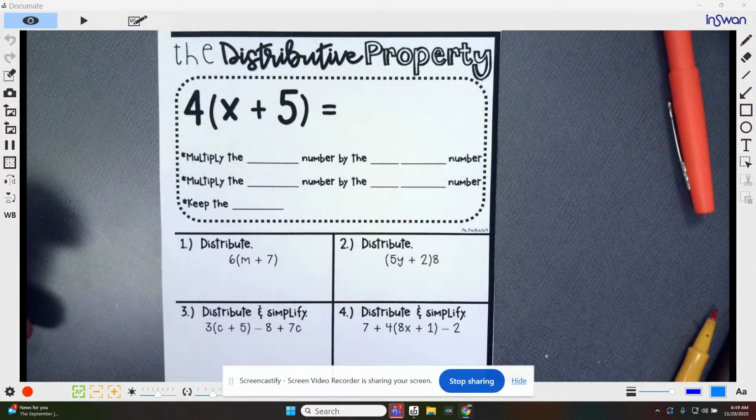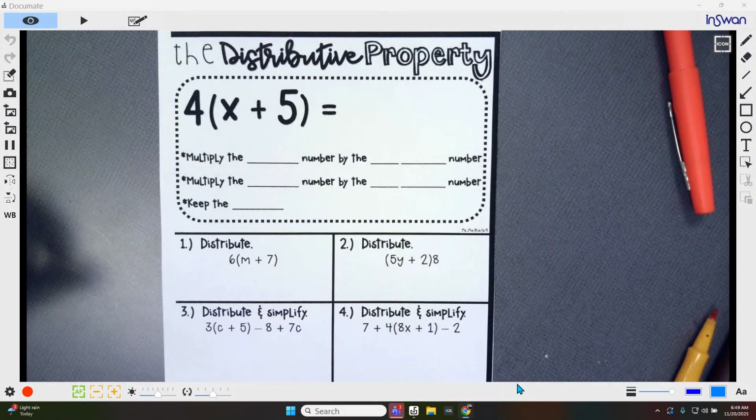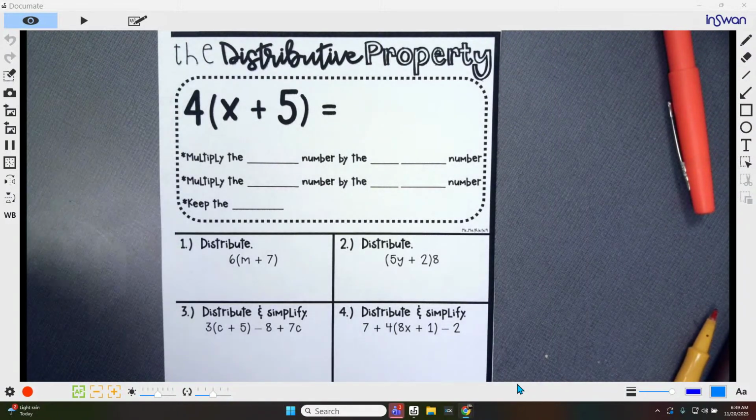Good morning, beautiful people. We're going to be looking at the distributive property and the process for sorting these out and setting these up so that you'll get them right the majority of the time, hopefully all of the time. That's our goal.